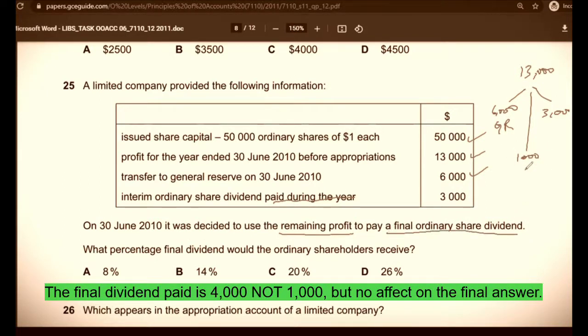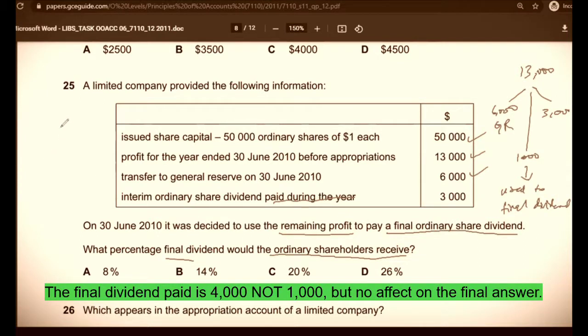So this $1,000 was used to pay the final dividend. What percentage final dividend would the ordinary shareholders receive? So we need to calculate what is the percentage of final dividend that would have been received by ordinary shareholders.